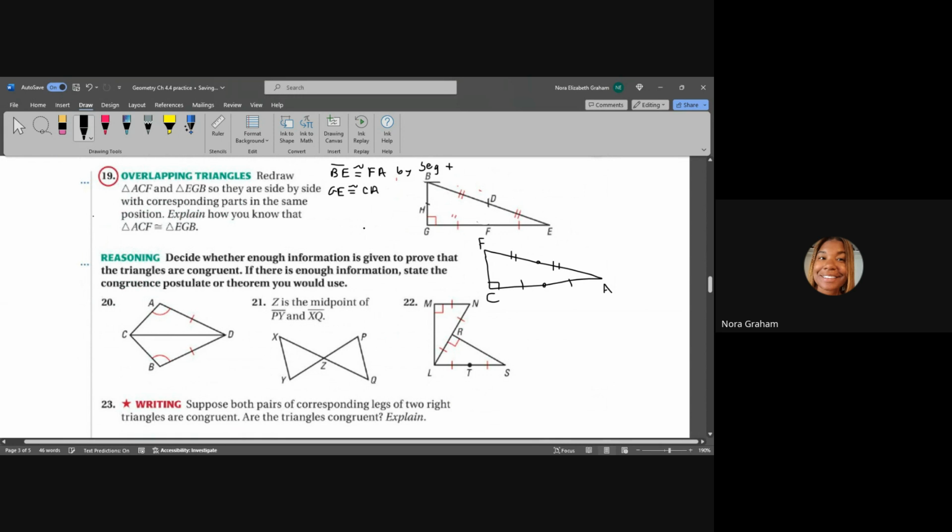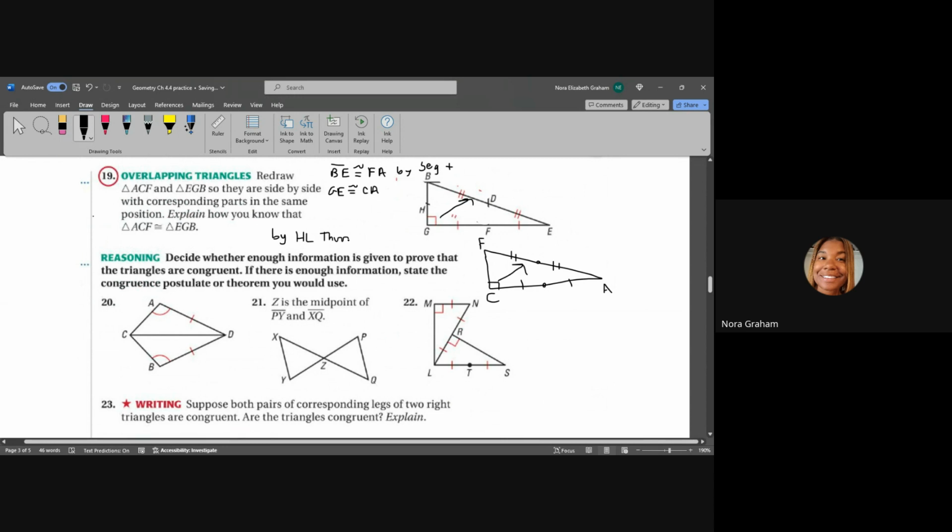All right. And then I also know that across from here, my BE is my hypotenuse and also my FA is my hypotenuse. So I have two hypotenuses that are congruent, and then I have two corresponding legs that are congruent. So I can say by our HL theorem that these two triangles are congruent. Okay. My HL theorem. Awesome. These aren't too bad of problems, right?